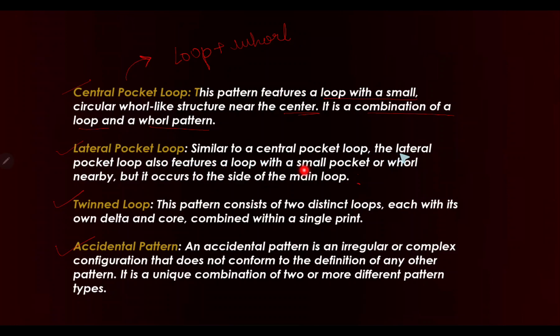Similar to a central pocket loop, the lateral pocket loop also features a loop with a small pocket of whorl nearby, but it occurs to the side of the main loop. Twin loop. This pattern consists of two distinct loops, each with its own delta and core, combined in a single print. Accidental patterns. An accidental pattern is an irregular or complex configuration that does not conform to the definition of any other pattern. It is a unique combination of two or more different pattern types. So these are the four types of composite patterns of fingerprints.